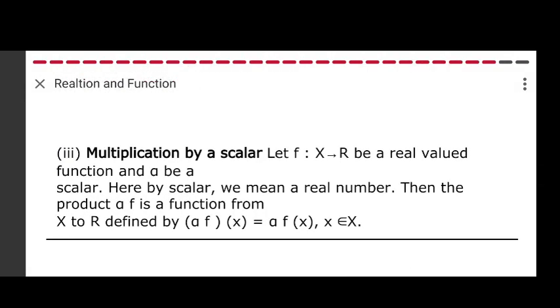III. Multiplication by a scalar. Let f: X → R be a real-valued function and α be a scalar. Here by scalar, we mean a real number. Then the product αf is a function from X to R defined by (αf)(x) = αf(x), x ∈ X.